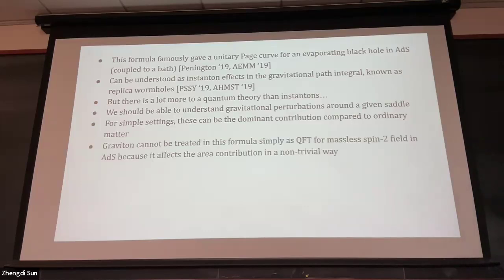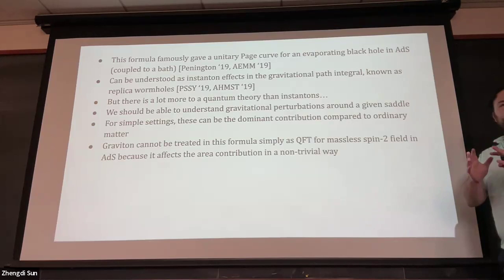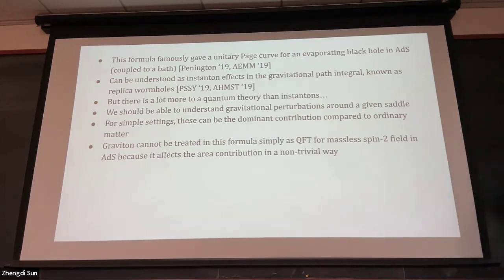Okay, so one important point is that you can't just treat a graviton as an ordinary massless spin 2 field propagating in AdS because it interacts non-trivially with the area operator, right? So the area is the area in some metric. And the question is, is it in the background metric? Is it in the metric plus the graviton? What is this area operator and how is it related to the graviton?